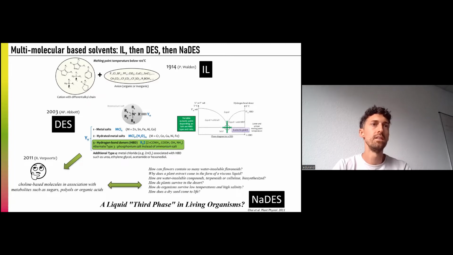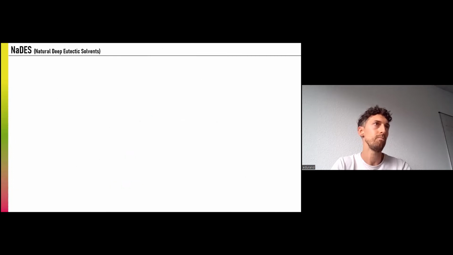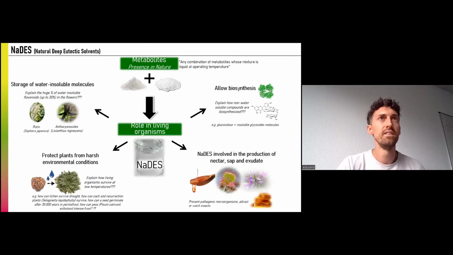And he tried to correlate this discovery with different questions with pending answers regarding the metabolism in the plant and in living organisms. He postulated the assumption that maybe a liquid phase in living organisms may exist and be helpful to promote the metabolism in the plant and in all living organisms in general. So let's say that the definition of NaDES is any combination of metabolites where the mixture is liquid at operating temperature, with metabolites present in nature, and also a suspected role in living organisms.